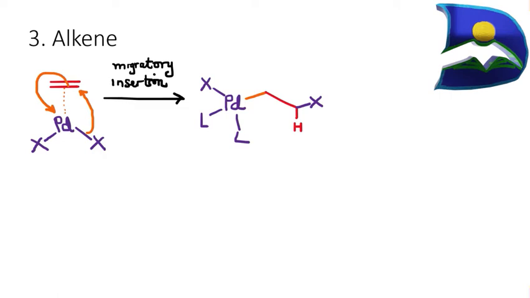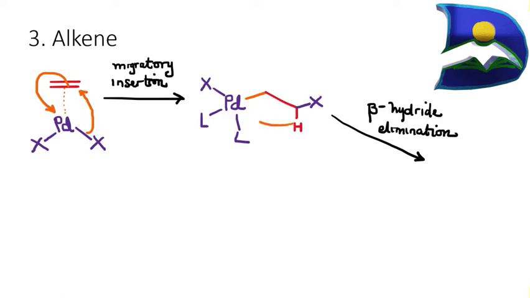Therefore, what we see in that region is that due to a process called beta-hydride elimination, a hydrogen, which is a beta hydrogen, forms a sigma bond with the palladium, while the sigma bond between the carbon and the palladium breaks to form a pi bond. Therefore, in this case, we are forming an alkene halogen.